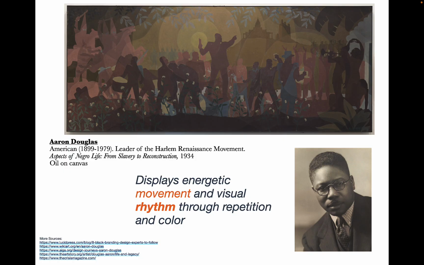This is a large painting on oil and canvas called Aspects of Negro Life from Slavery to Reconstruction. So in the Harlem Renaissance, it was musicians, visual artists, poets, writers all coming together to create this amazing, vibrant culture for Black people in New York City. And Aaron Douglas was a big leader in this, and this is one of his most famous paintings, and it has so much energy and movement, and part of that is created through this repetition.